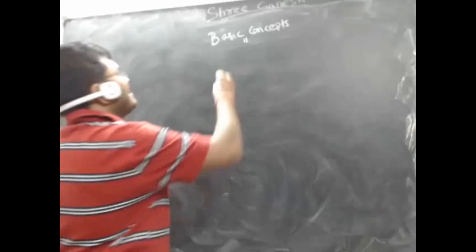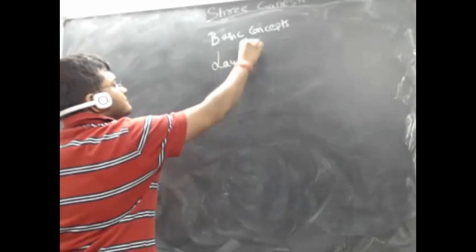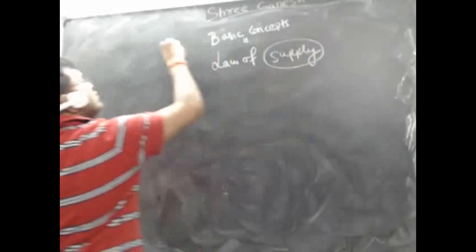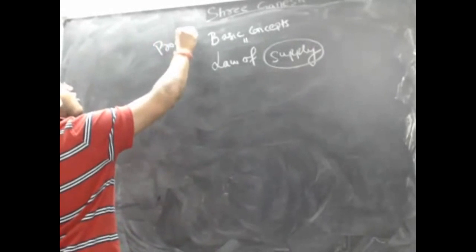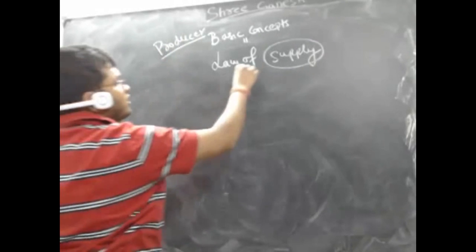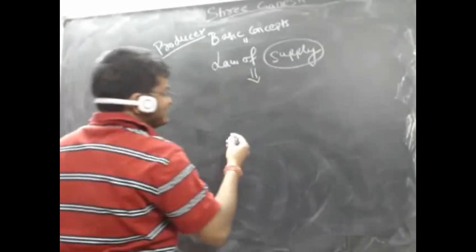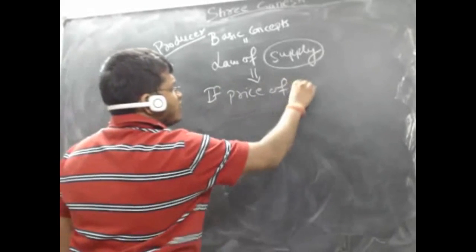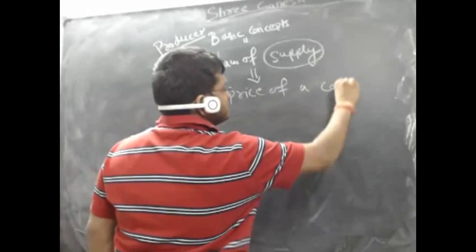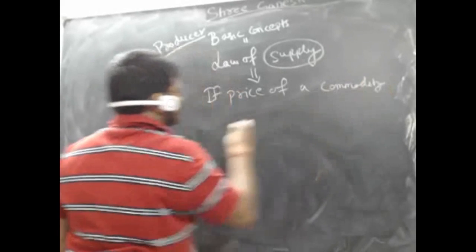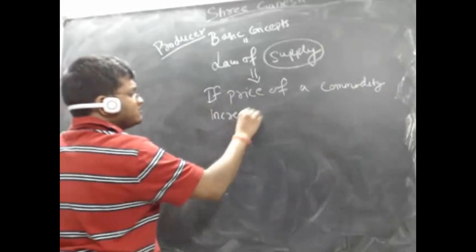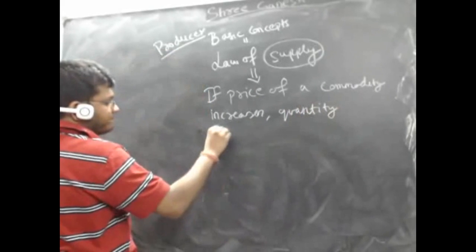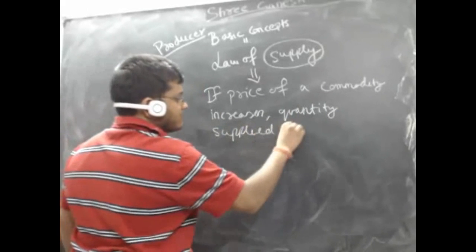Okay, now the next thing that we will discuss is the law of supply. Now when I'm talking about the law of supply, you need to think from the point of view of the consumer. Now what does the law of supply say? The law of supply says that if the price of a commodity increases, quantity supplied will increase.